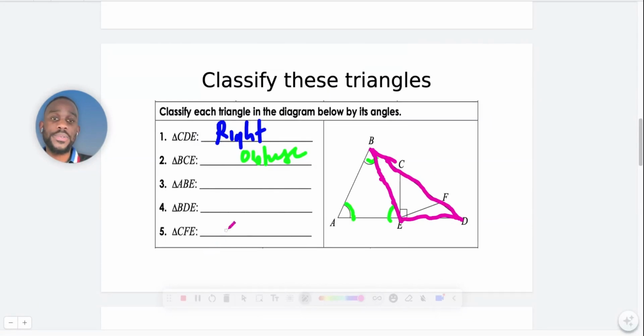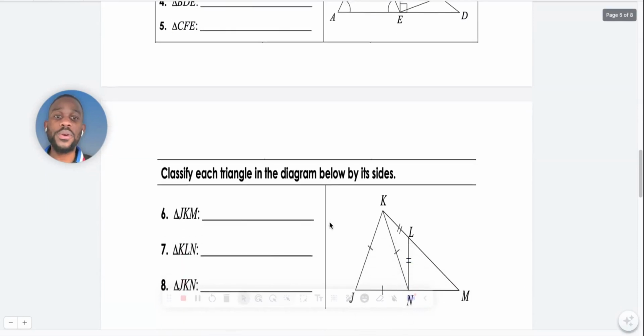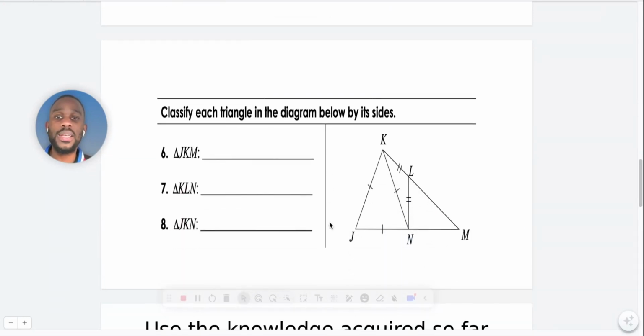What about triangle CFE? What type of triangle is that? A triangle where all angles are less than 90 degrees. That's an acute triangle. So that would be acute. What if we use the same knowledge, but now we're classifying triangles using sides?